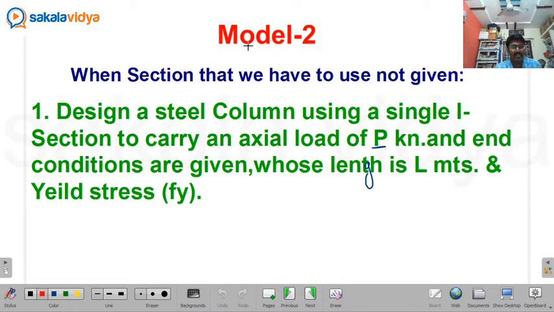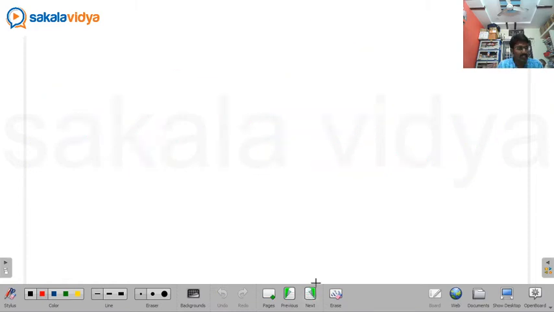So we are going to get a question like model number 2. Design a steel column with a single I section which carries an axial load of P kilonewtons, end conditions are given, whose length is L meters and yield stress is given. So let us see. We have to remember some important assumptions. These assumptions are very important.